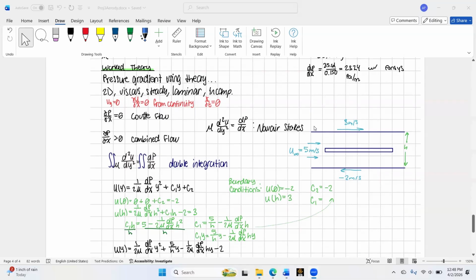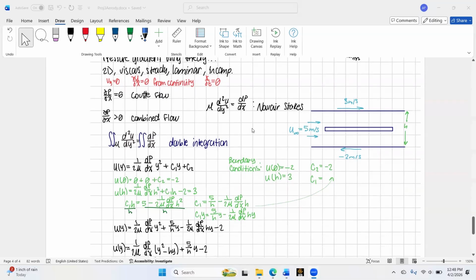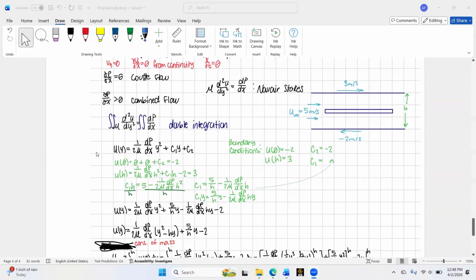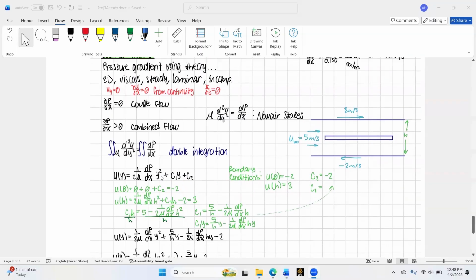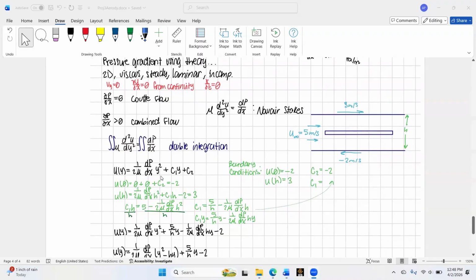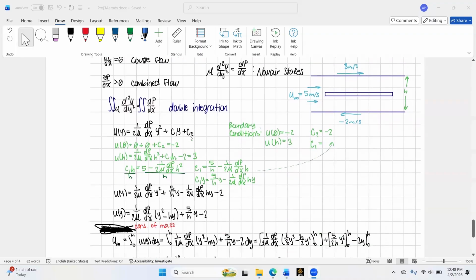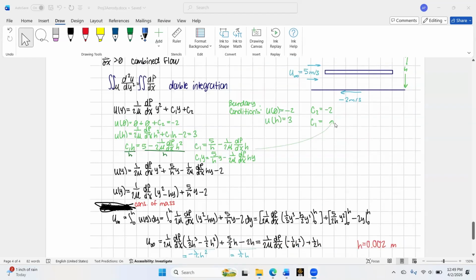We'll start by using the Navier-Stokes equation, and we're going to double integrate it so that we can get this uy function. This will be our velocity flow function. To get C1 and C2, we can use our boundary conditions that were given to us. When y is equal to 0, we know that our velocity should be 2 meters per second in the negative direction, and when y is equal to h, we know that our velocity is going to be 3 meters per second in the positive direction.